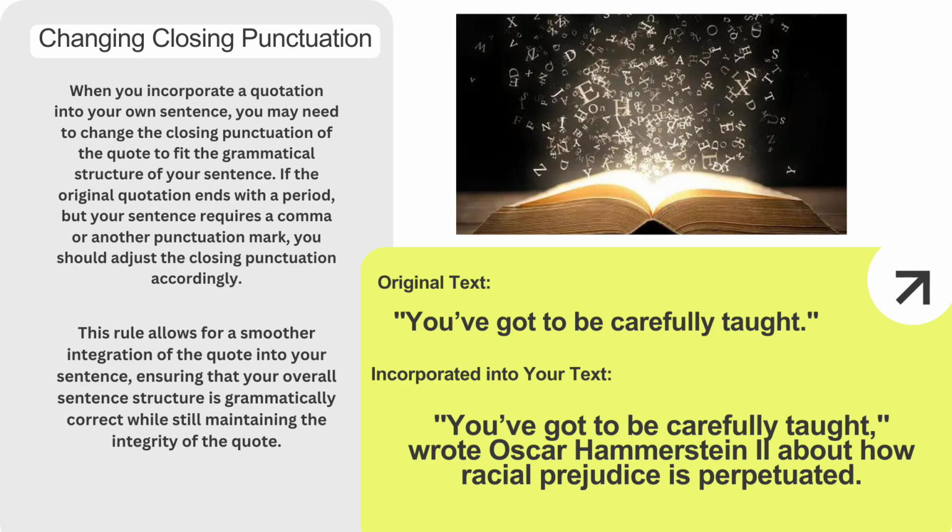And here we have given the example. You can see the original text ends with a period, and when I have incorporated it into my text, the period has been replaced with a comma at the end of the quote, because the quote is part of the larger sentence. That's why this adjustment has been made. This adjustment keeps the sentence grammatically correct without changing the quote's meaning. So that is why changing closing punctuation matters.